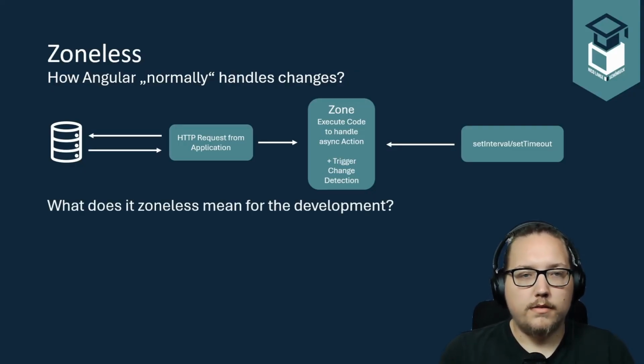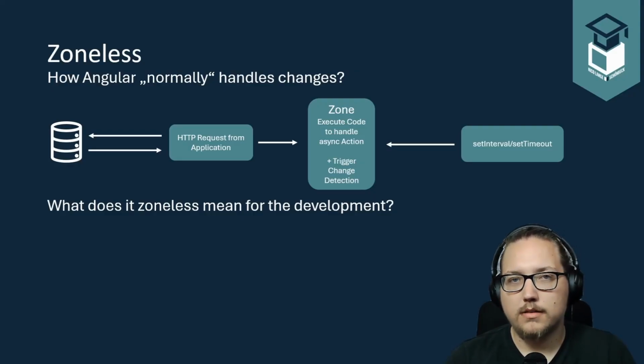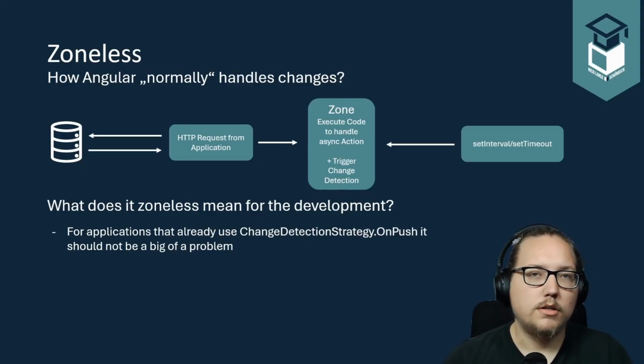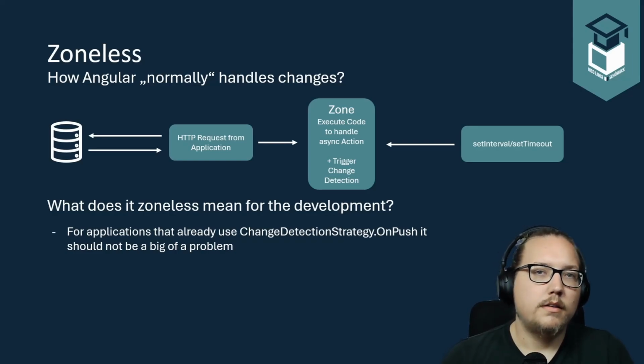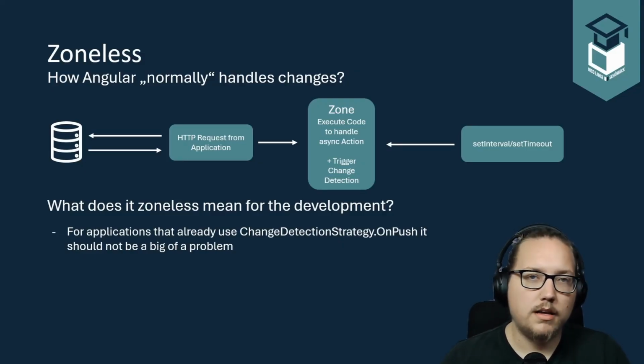Quickly, what is the benefit, or how do you have to adjust your application to be able to be zoneless? First of all, if you're already using the change detection strategy OnPush, you should be mostly good to go, because the change detection strategy OnPush is already nearly the zoneless thing, because you're already triggering detect changes when you have some asynchronous stuff or changing something outside of an input.